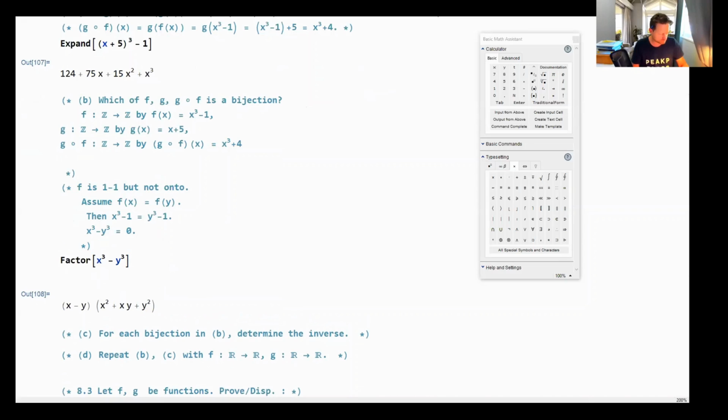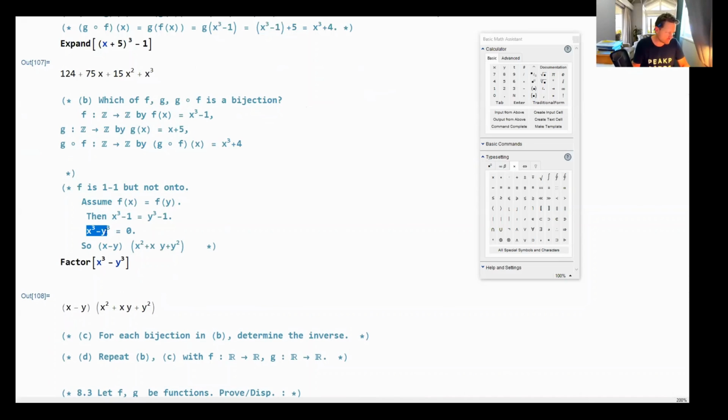Right, so what we have then is that this is equal to 0. All right, now you're not done at this point in proving that it's 1-to-1, because what you have to do next is consider the domain, right? So the domain here is the set of integers, right? But in fact, this part right here is never 0, right?